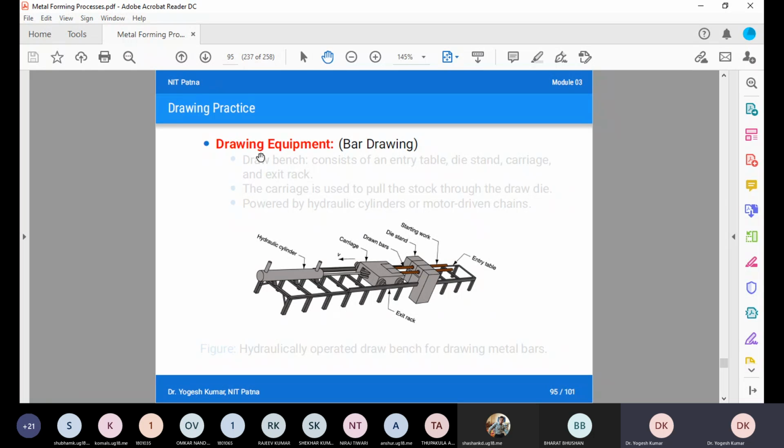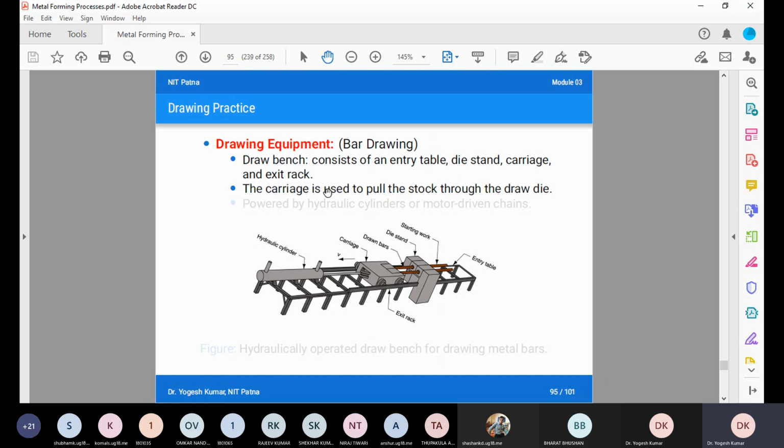Now we will come to the drawing equipment which is used in drawing. First we will take equipment in the case of bar drawing. Here in bar drawing, we have the draw bench. Okay, this is your draw bench, which consists of an entry table, die stand, carriage, and an exit rack. So the major components of the draw bench are entry table, die stand, carriage, and exit rack.